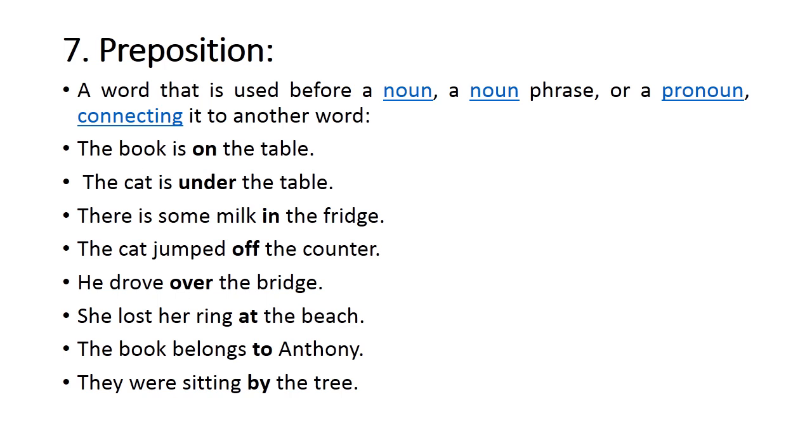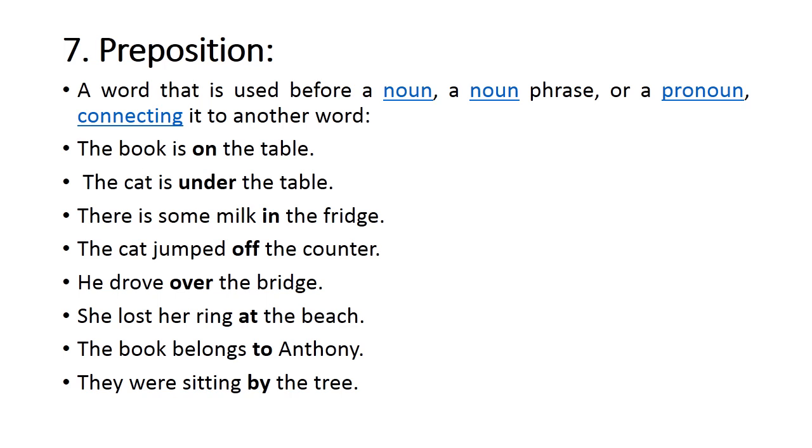Look at these sentences. The book is on the table. The cat is under the table. There is some milk in the fridge. The cat jumped off the counter. He drove over the bridge. She lost her ring at the beach. The book belongs to Anthony. They were sitting by the tree.